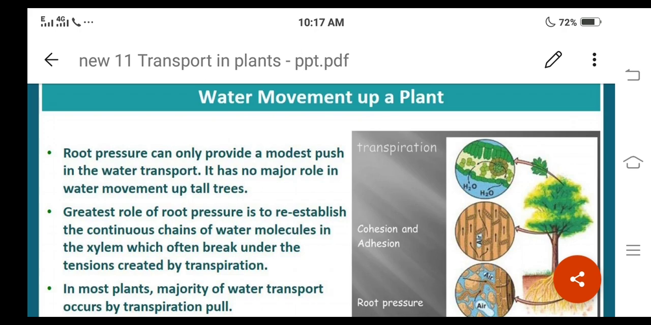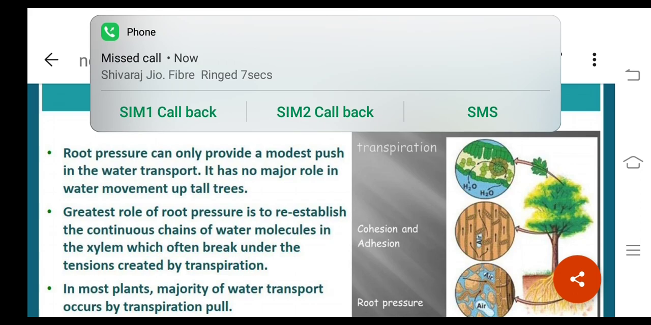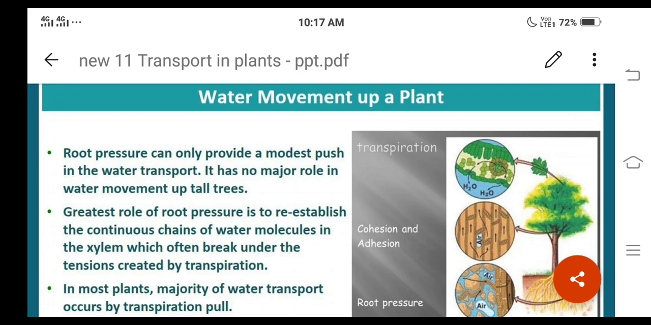If transpiration occurs, then tension will be created in the xylem vessels. Here it can be avoided by the presence of a pressure called root pressure. The greatest role of root pressure is to re-establish the continuous chains of water molecules in the xylem, which often break under the tensions created by transpiration.